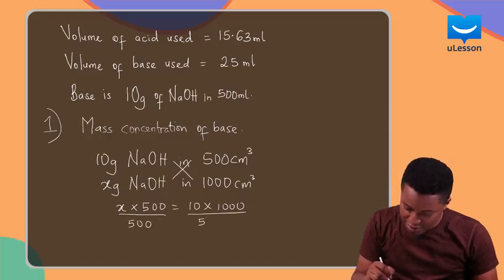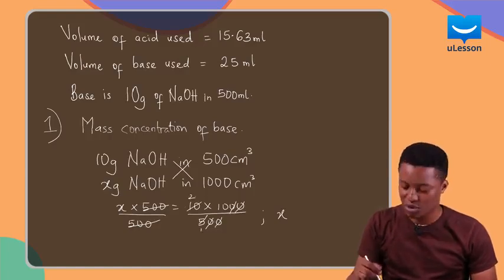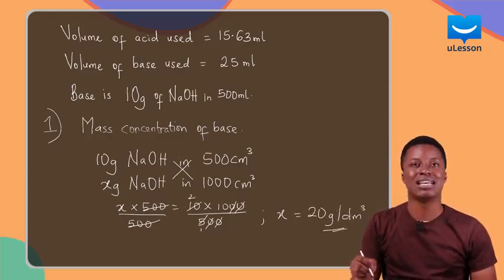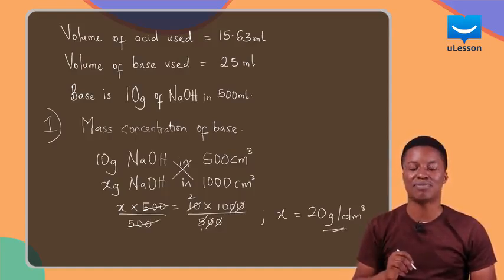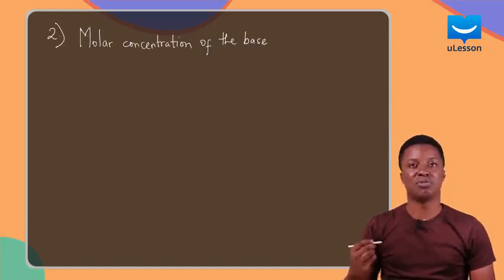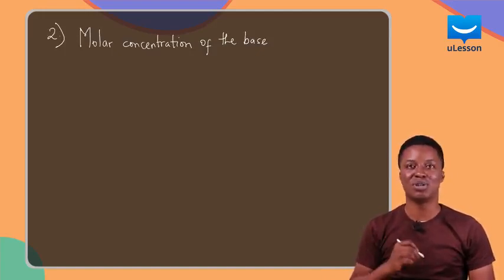When we do this, we have the value of X: 0 goes with 0, 0. 5 here, 1; 5 here, 2. So 2 times 10 gives us 20 grams per dm cube. What this means is that the mass concentration of the base is 20 grams per dm cube. Let's try another question. We've been asked to find the molar concentration of the base.